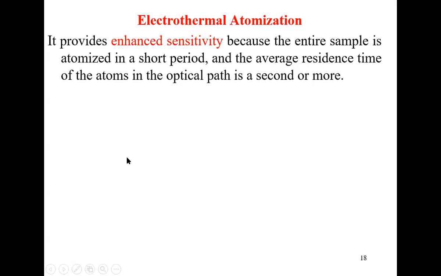Usually there are several processes that occur: the drying stage, the ashing stage, a temperature control stage. All those occur very, very fast. That enhances the sensitivity because the radiation is interacting very quickly with the sample. That's one advantage of electrothermal atomization. So if I was to ask you for an advantage of the graphite furnace, here is one of those advantages that you would pinpoint.